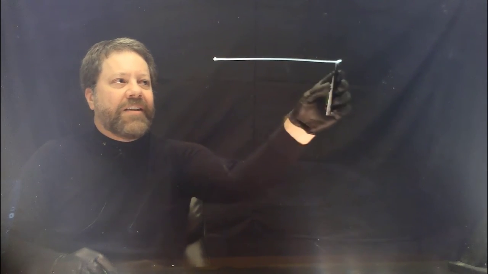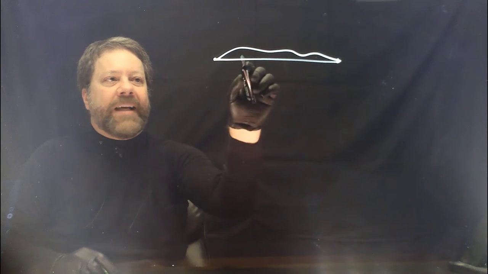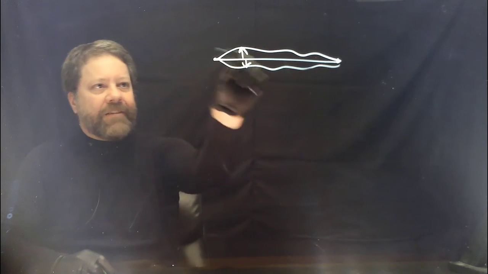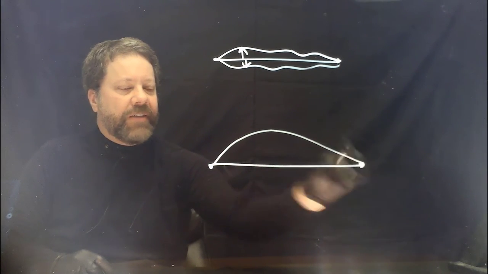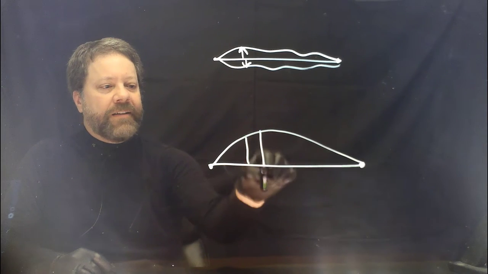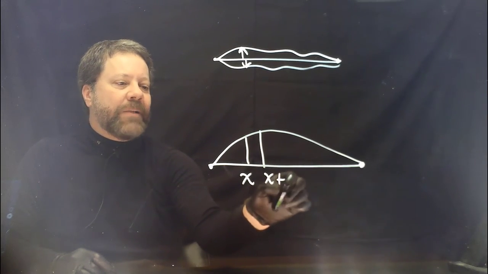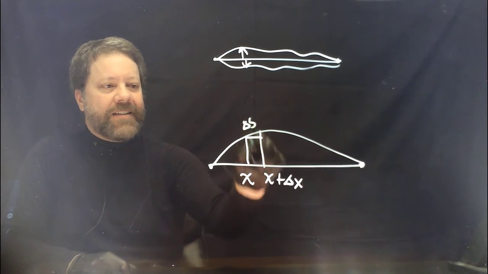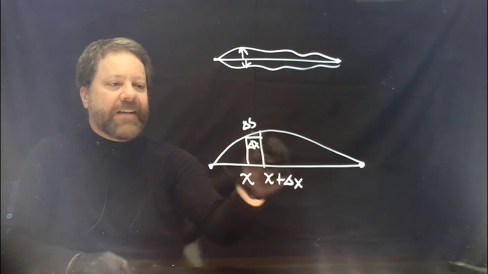Our string is going to vibrate straight up and down, but not side to side at all. So we're not going to allow any lateral motion of little pieces of the string as it vibrates. In this case, let me blow the situation up a little bit. Here's our string. We're going to take a little segment at x and x plus delta x. We're going to have a little segment delta s and a little width delta x.